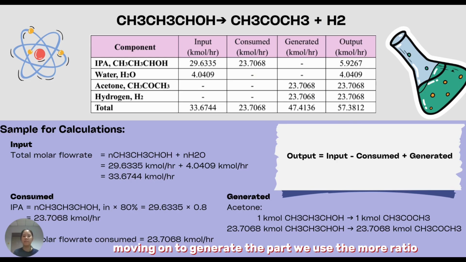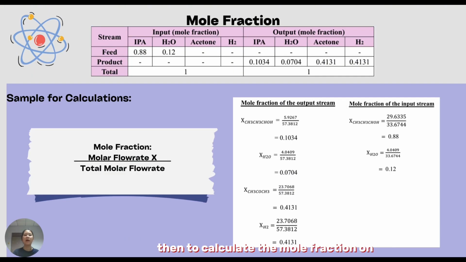Moving on to the generated part, we use the mole ratio. 1 kmol of IPA produces 1 kmol of acetone. So 23.7068 kmol of IPA will produce the same amount of acetone. Last, to calculate the output flow rate, we use input minus consumed plus generated. Then to calculate the mole fraction, we can use the formula: molar flow rate of the component divided by the total molar flow rate. And here is the example.